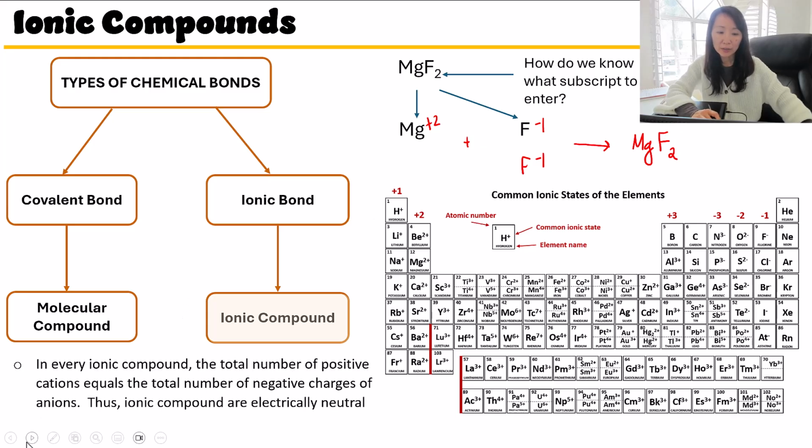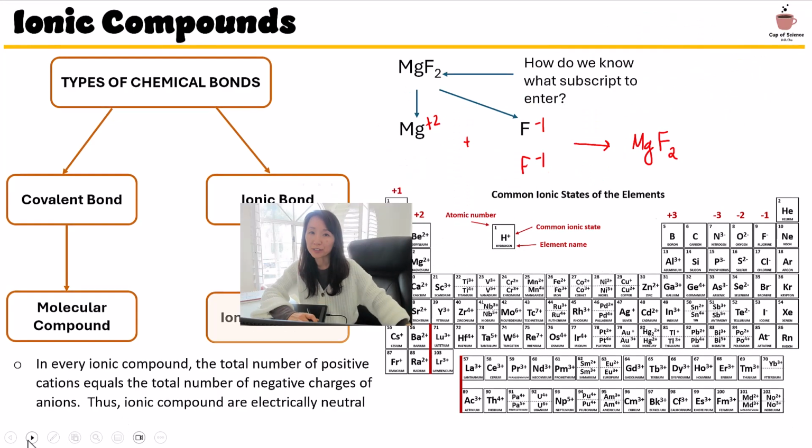So in other words, we can say in every ionic compound, the total number of positive charges of the cation should equal the total number of negative charges of the anion, so that the ionic compound is completely neutral when they form together. Let's do a learning check.